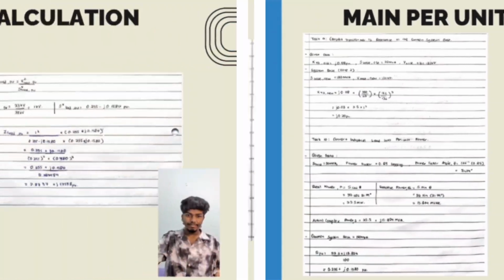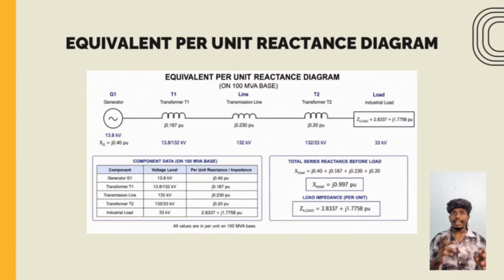To conclude the component conversion, task 9 shifts transformer 2 from its original 40 MVA equipment base up to our 100 MVA system base, providing a final per unit reactance of j0.20 pu.